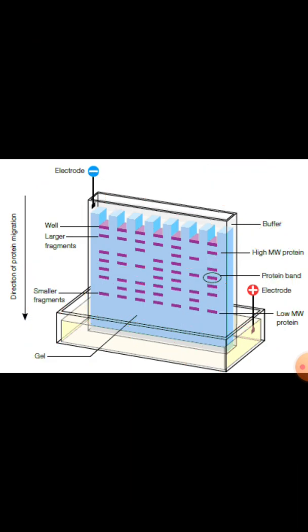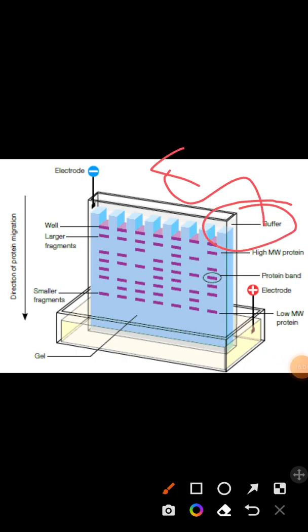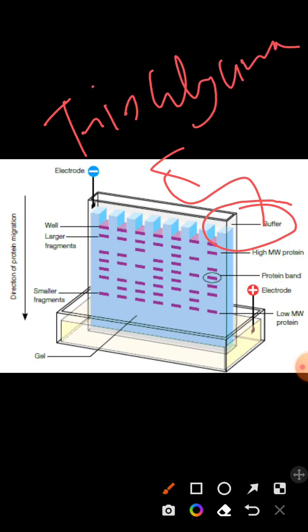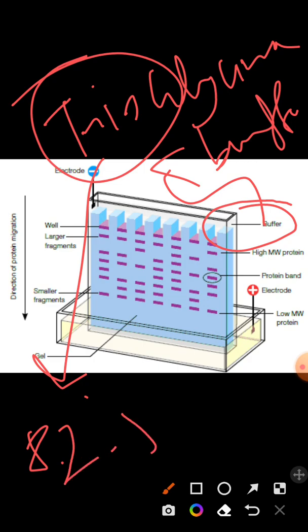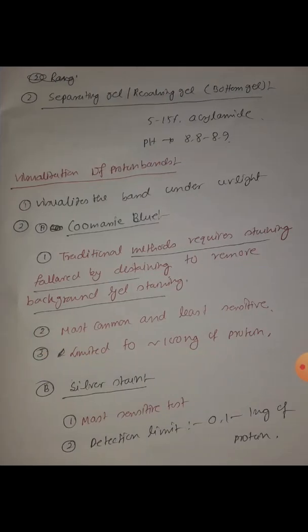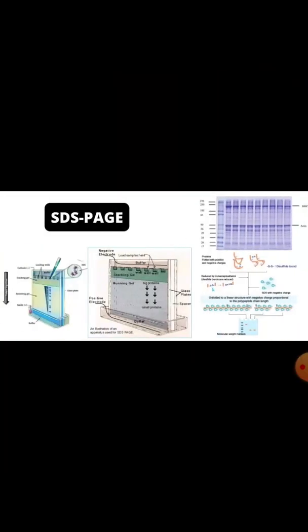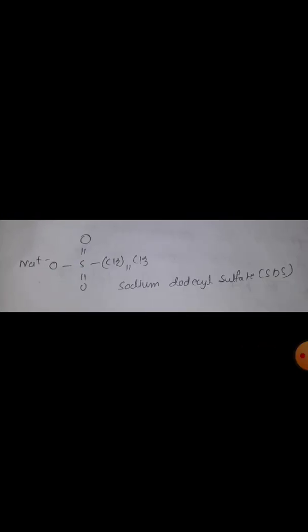Another thing that you need to remember is that the buffer we use here is the Tris-glycine buffer. Tris is involved in maintaining the pH, which is near about 8.2 to 8.3 here. So those are the various components of polyacrylamide gel electrophoresis, and we have also discussed the buffer here, right? Now let's discuss the basic principle behind SDS-PAGE, which is our main topic today.